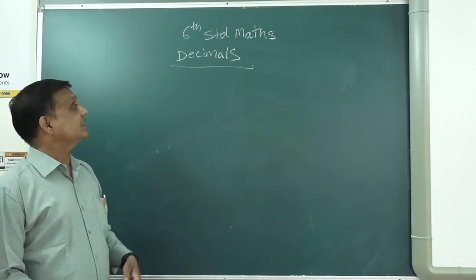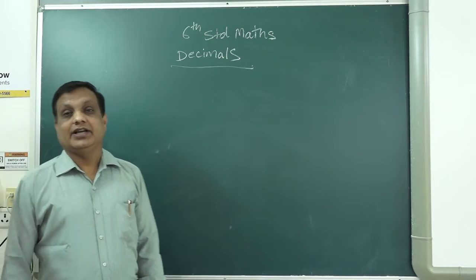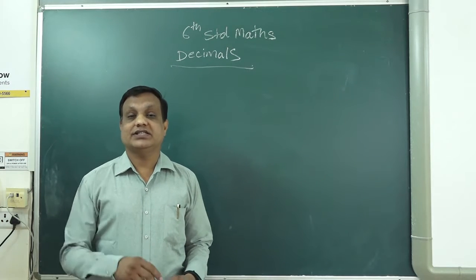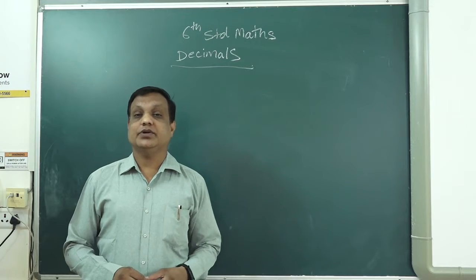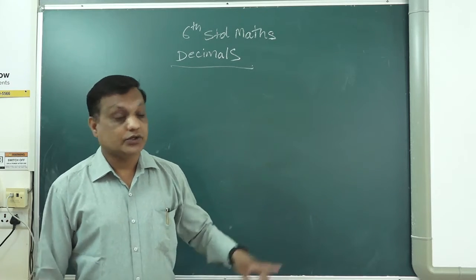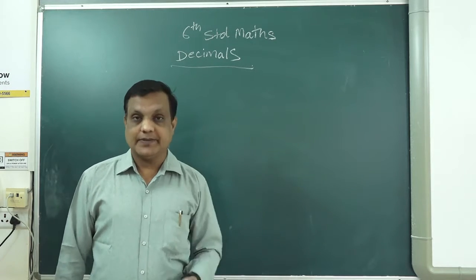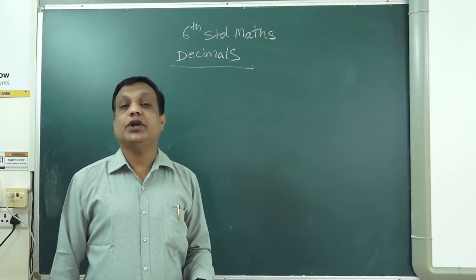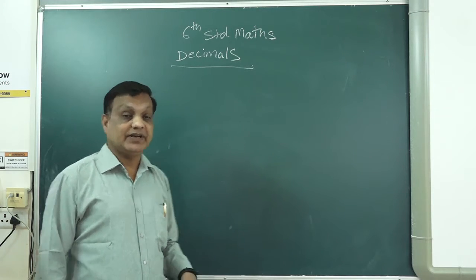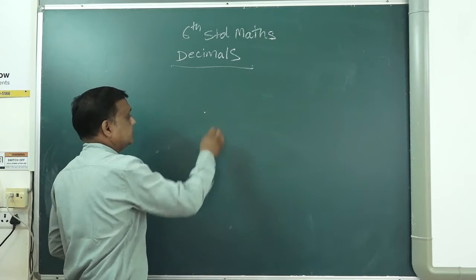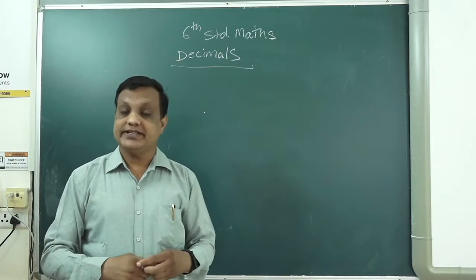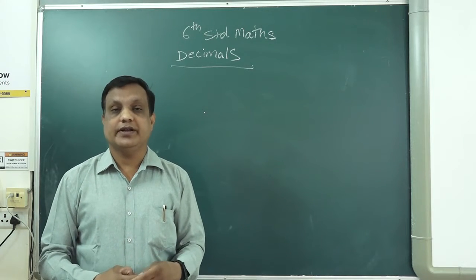Today we are learning 6th standard maths decimals. Before, in previous classes, we saw some other numbers like natural numbers, whole numbers, integers. Now today we are seeing the decimal numbers. Decimal means decimal number. Actually, what is meant by decimal? Decimal means point. Decimal means point numbers. Decimal number means point number.